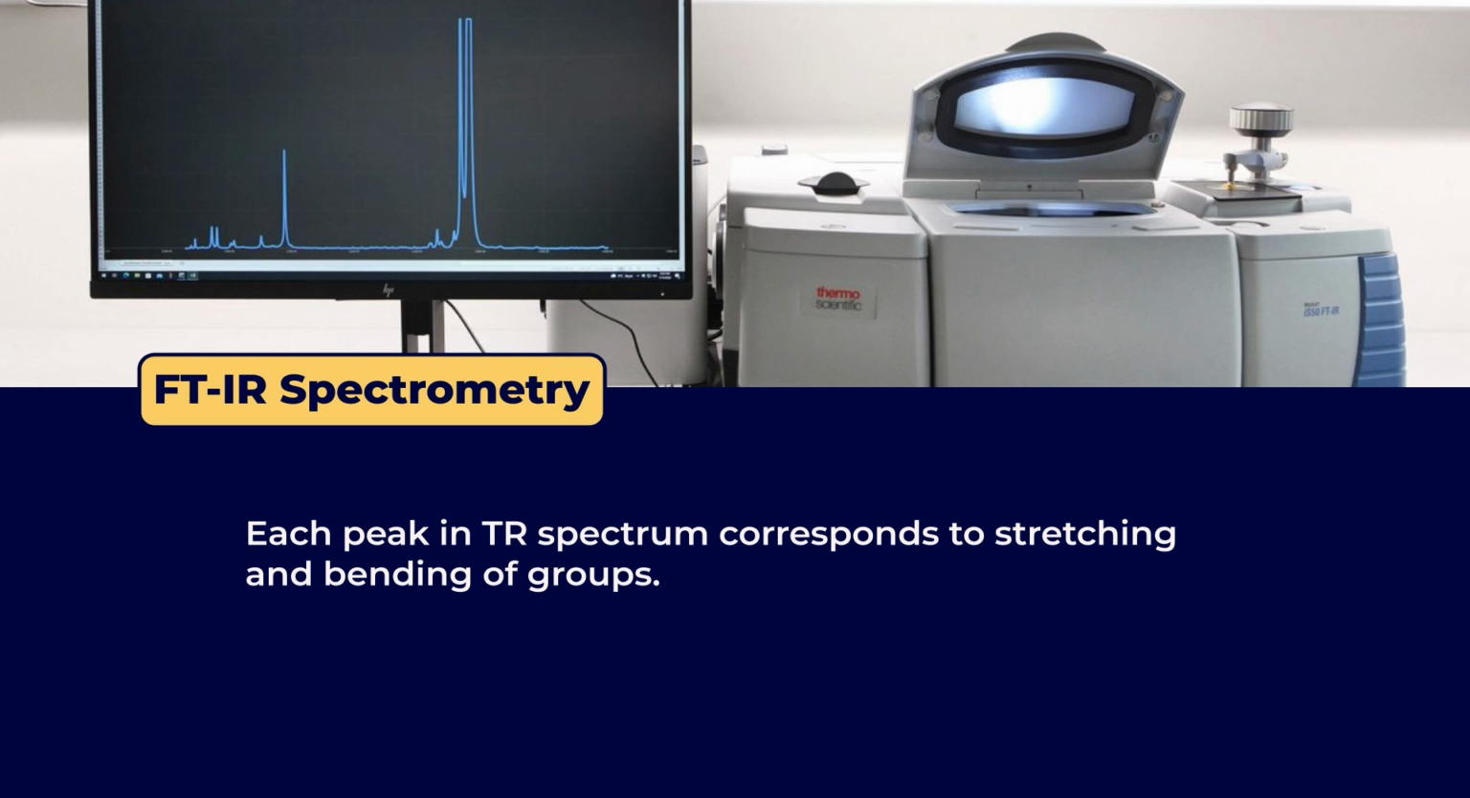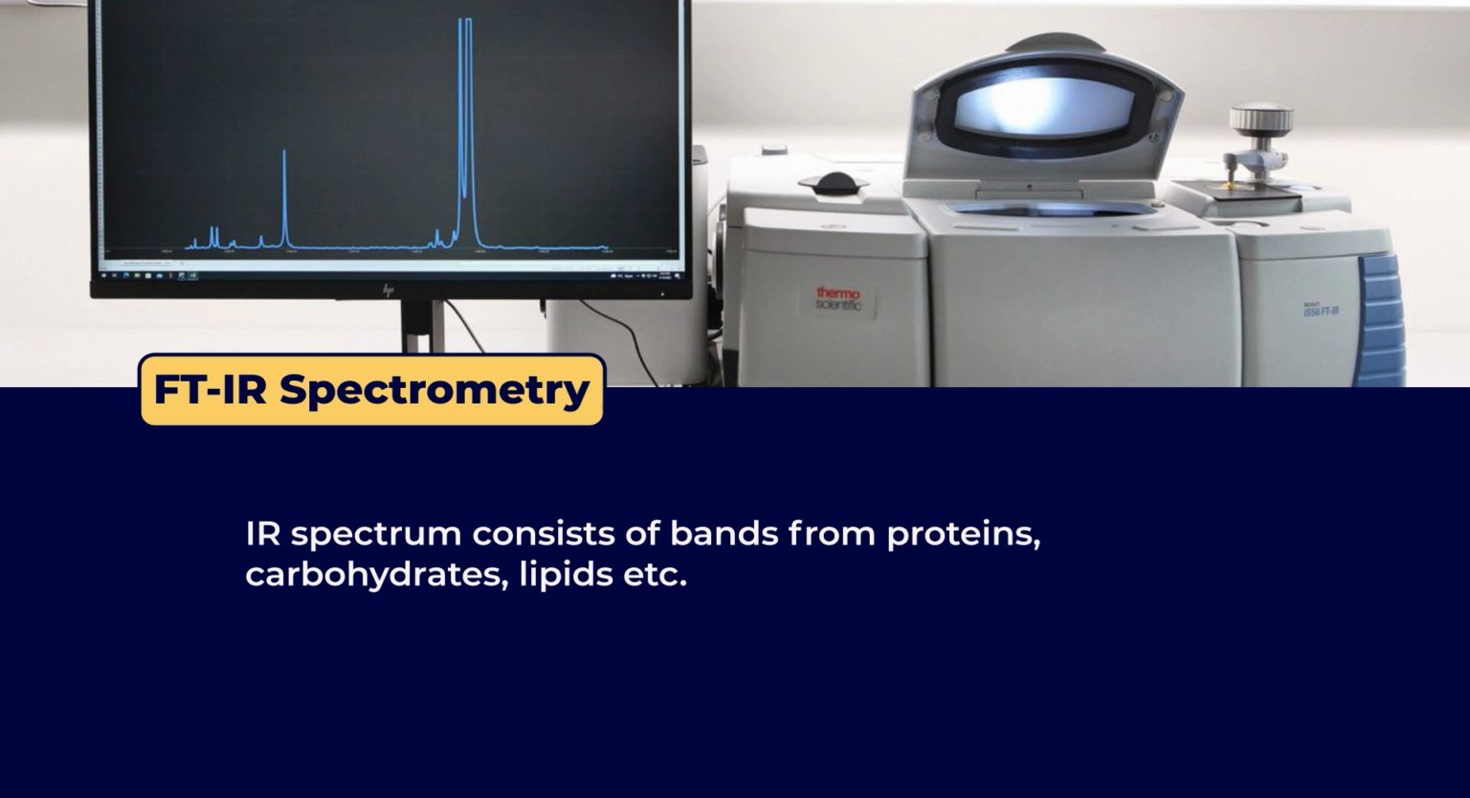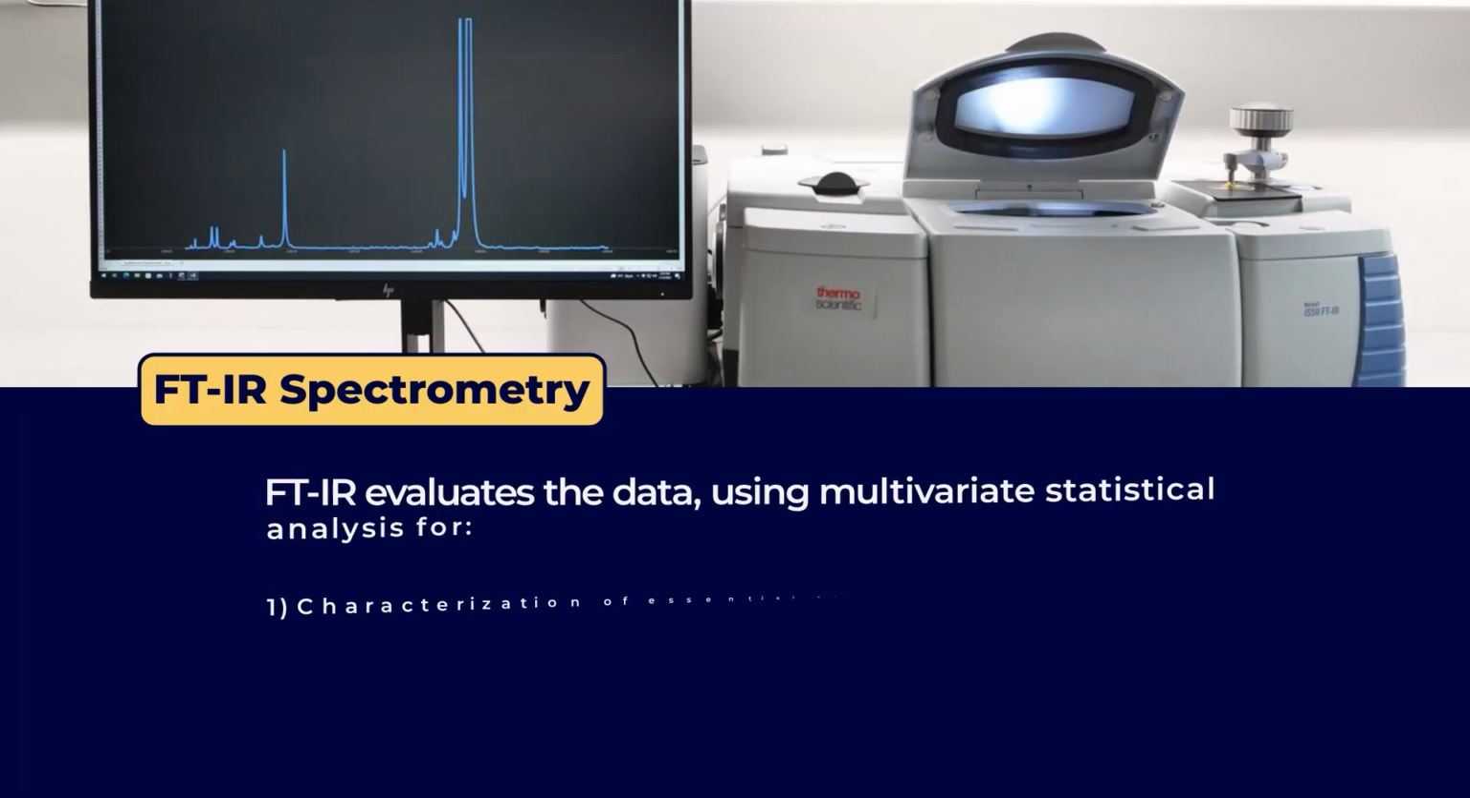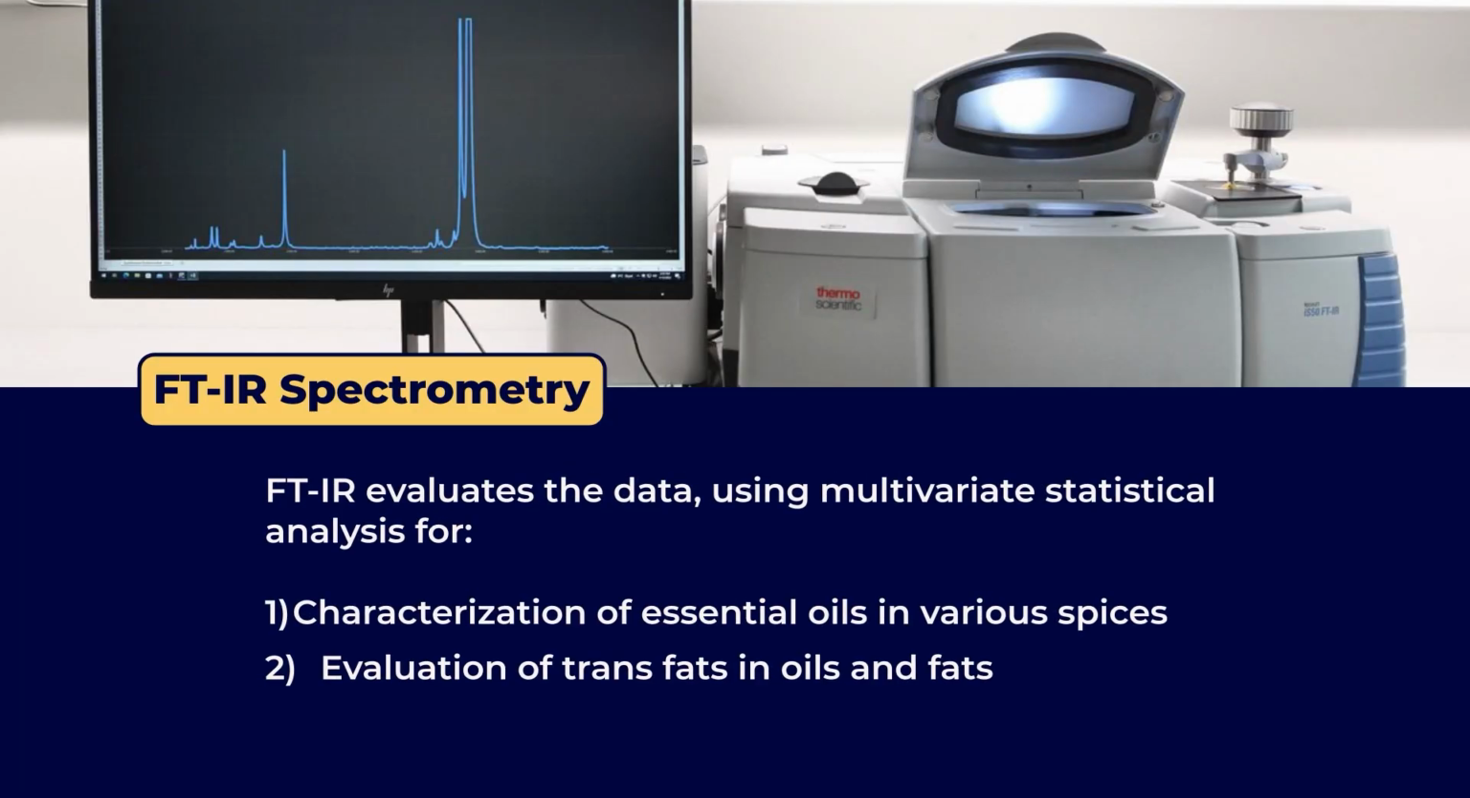So the IR spectra is from 400 centimeter inverse to 4000. On the higher side is stretching, on the lower side is bending, because the vibration can be stretching and bending. Each peak in the IR spectrum corresponds to stretching and bending groups. The IR spectrum consists of bands, for example, proteins, carbohydrates, lipids, they all can be characterized by FTIR. It evaluates the data using multivariate statistical analysis. That's why it becomes FTIR. So it is used for characterization of essential oils in various spices, evaluation of trans fats in oils and fats. So it's a very useful technique.